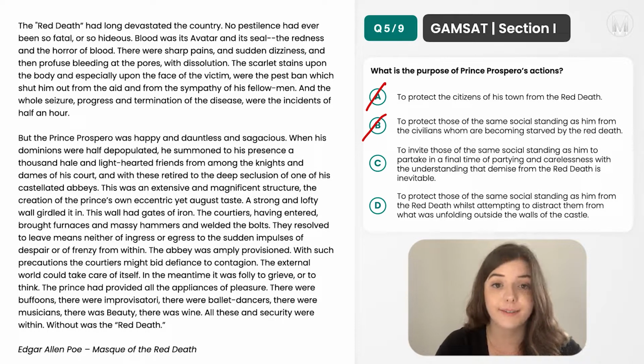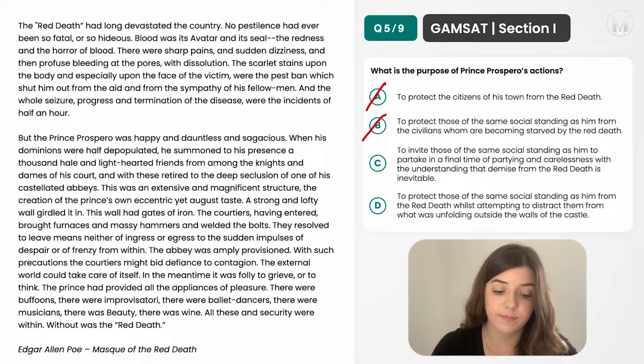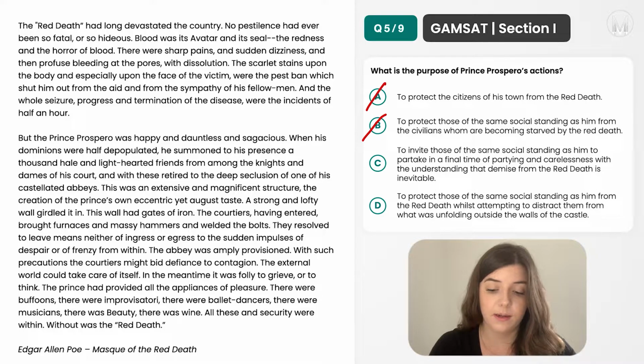So option C. To invite those of the same social standing as him to partake in a final time of partying and carelessness with the understanding that demise from the Red Death is inevitable. So we see from the text that he did actually plan to have a party in this. So we mentioned that there were buffoons, improvisatori, ballet dancers, musicians, beauty, wine. So he definitely plans on having a good time and socializing within.